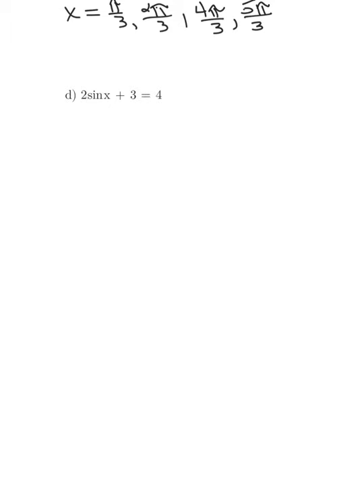On D, we have 2 times the sine of x plus 3 equals 4. So we have to get the sine function by itself, which means first we're going to subtract 3 on both sides and have 2 times the sine of x equals 1. Then divide both sides by 2. So now we get the sine of x equals 1/2.